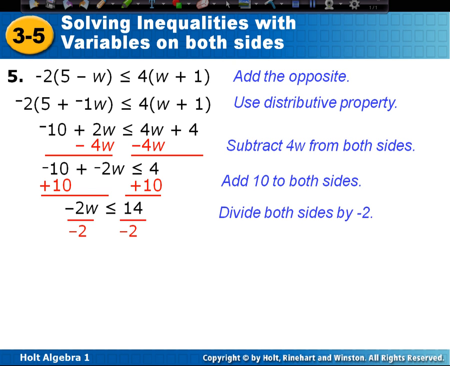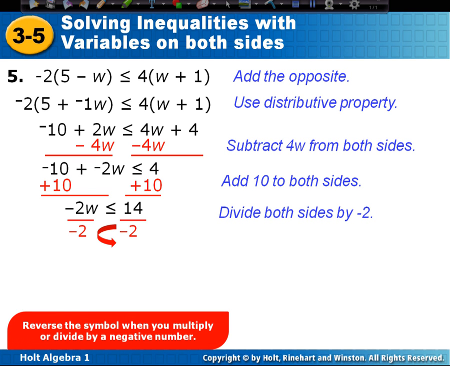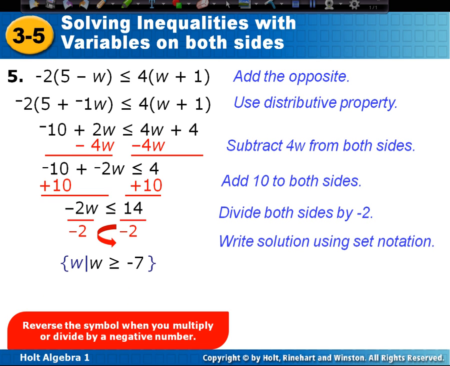Now be careful, I just divided by a negative 2, so my inequality symbol is going to flip over. It's going to go from less than or equal to, to greater than or equal to, because I divided by a negative. So I would suggest when you're working these out on your own that you always go back and check to make sure that you don't have anywhere where you multiplied or divided by a negative and forgot to flip your sign. So we have w is greater than or equal to negative 7. I solved it. Now I'm going to set it with my set notation. So I have my braces, w such that w is greater than or equal to negative 7.